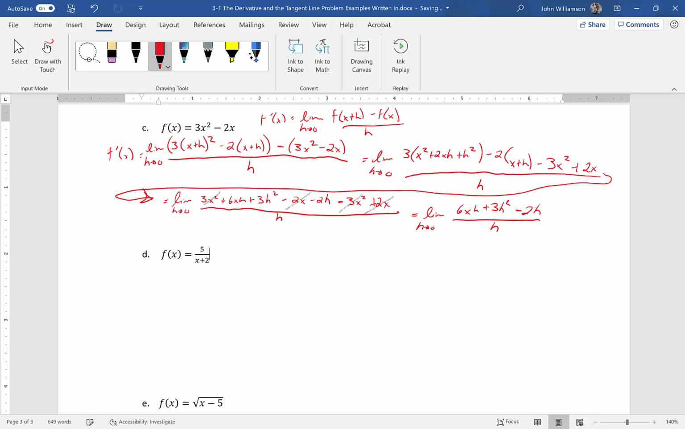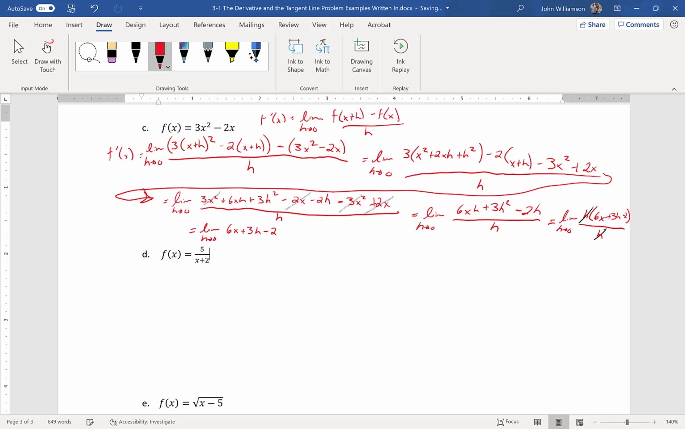Well, what can we do? Well, there's a common h in everything in the numerator, so let's factor that common h out. So this becomes then the limit as h is approaching 0 of h times 6x plus 3h minus 2 all over h. And now, it's important to make sure you're showing every step. So now the h over h cancels. And so we have the limit as h is approaching 0 of 6x plus 3h minus 2.